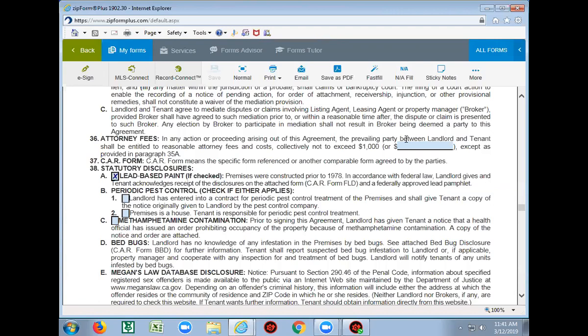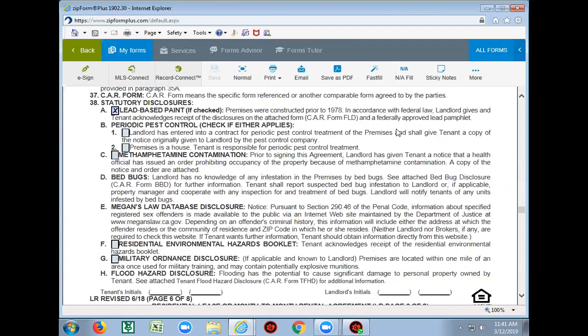So those start with all the disclosure statements. A, lead-based paint. If the property was constructed prior to 1978, in accordance with federal law, the landlord gives the tenant an acknowledged receipt of a disclosure, the attached FLD, and a federally approved lead pamphlet.